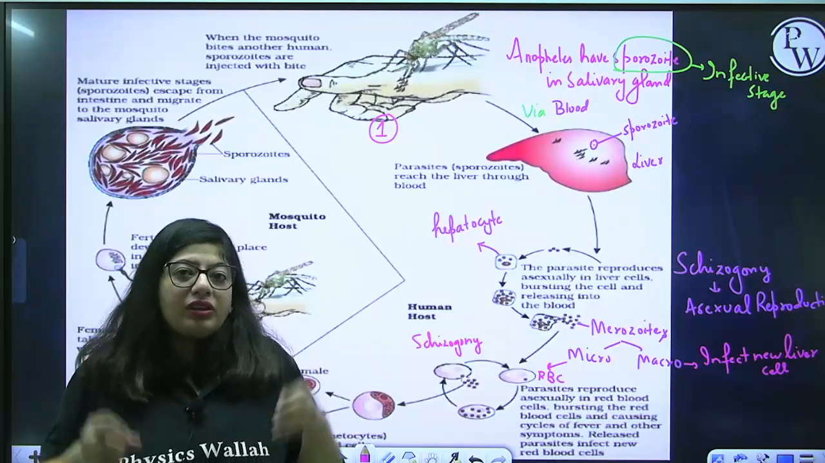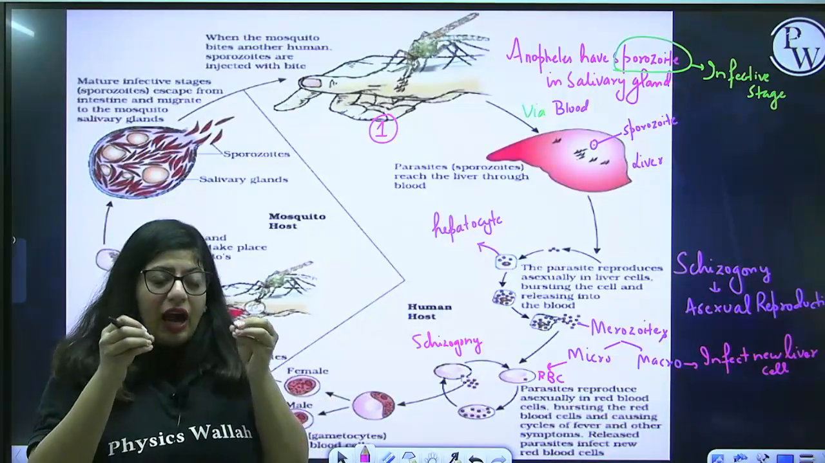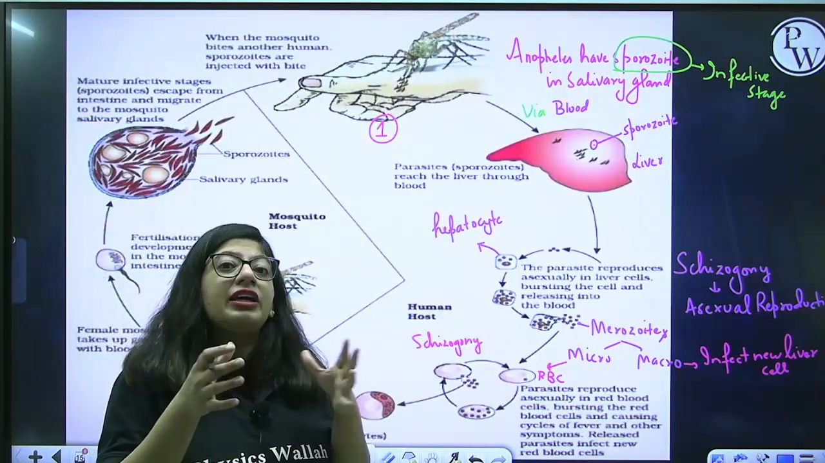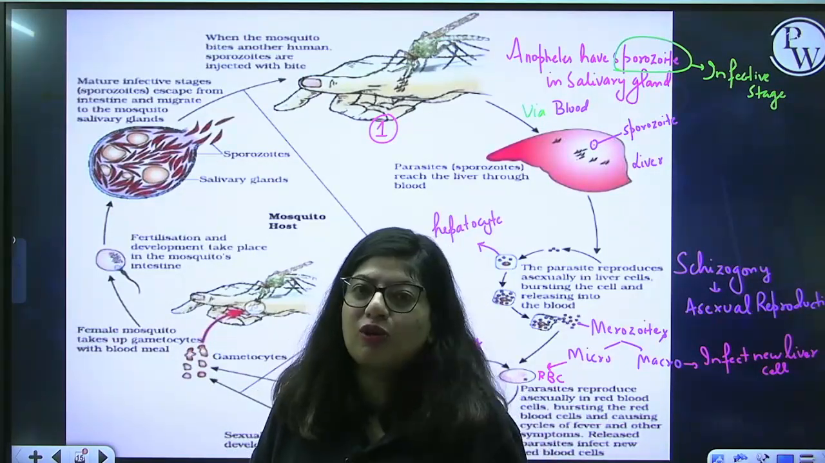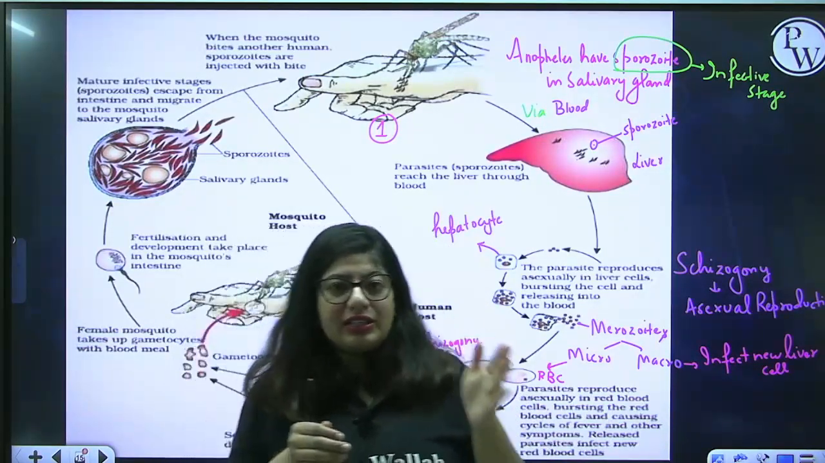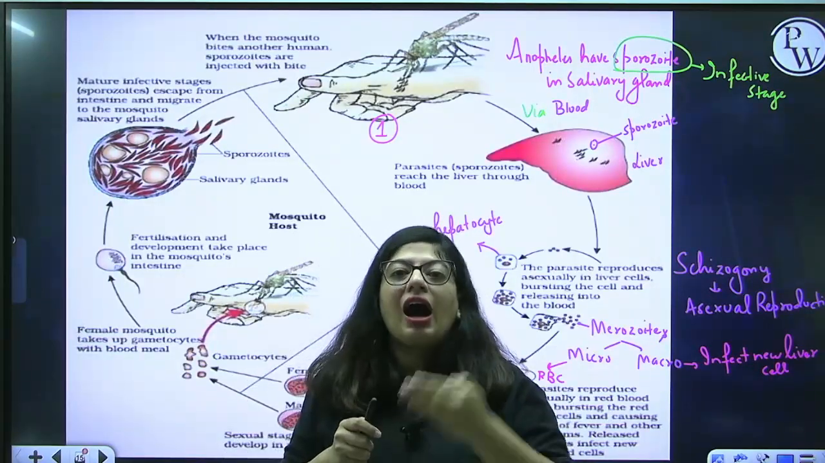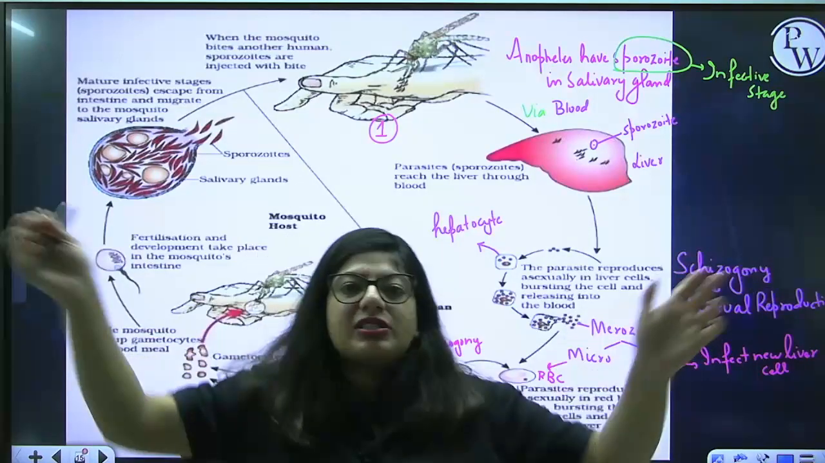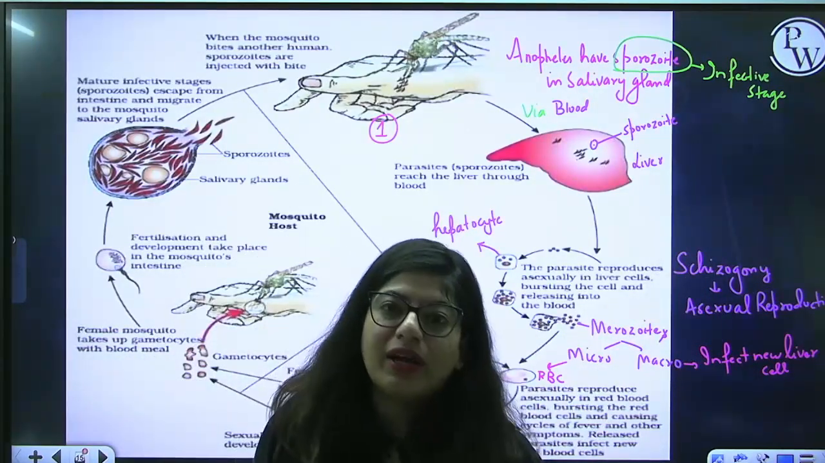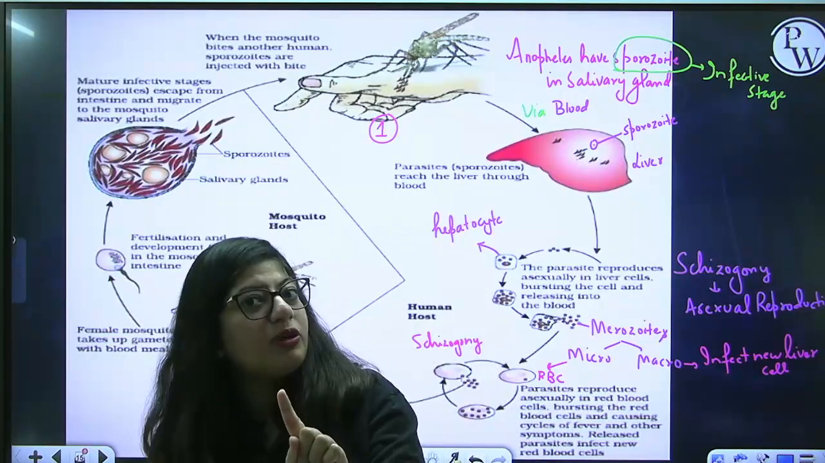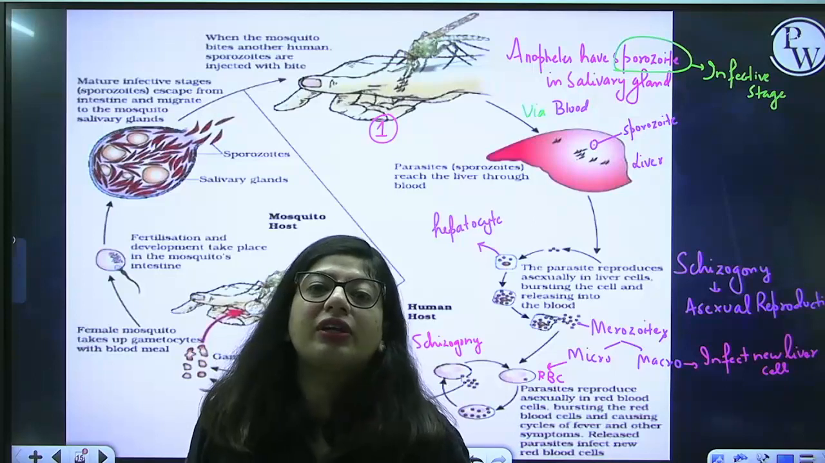When they move out, they will burst the RBC, they will break the RBC. And when the RBC gets broken down, its hemoglobin will also get broken down. You know what is present in the RBC? Hemoglobin. So when these merozoites, which are multiplying in the RBC, burst the RBC and come out, hemoglobin will also get destroyed. And when hemoglobin gets destroyed, it forms granules known as hemozoin granules.